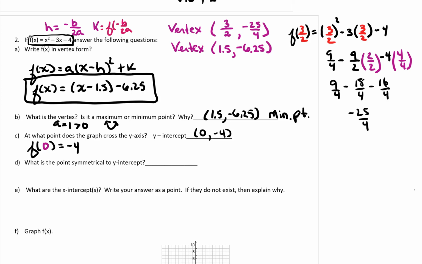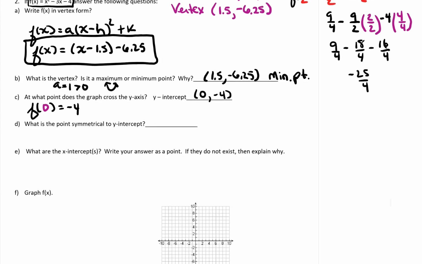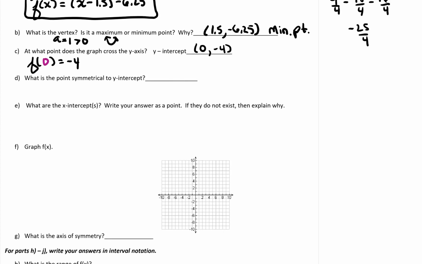So we talked about locating where our vertex was, and if it was going up or down, depending on what quadrant we were in, depends on if we would have an x-intercept or not. So if we plotted our vertex 1.5, negative 6.25. So 1.5, and we're just going to estimate, so that's going to be about right here.